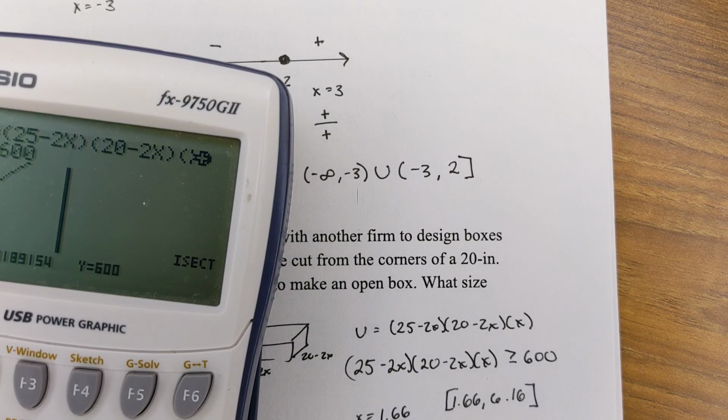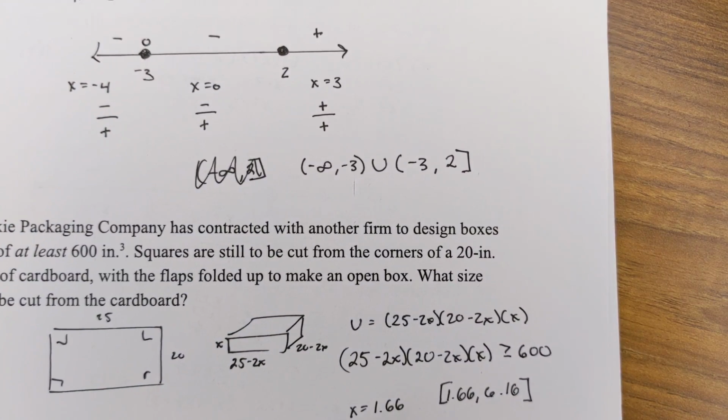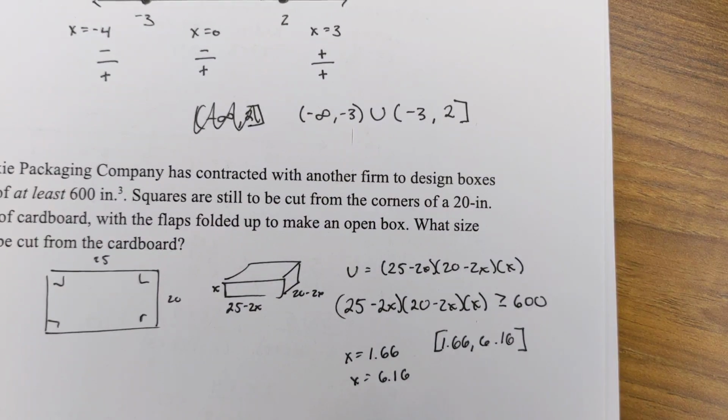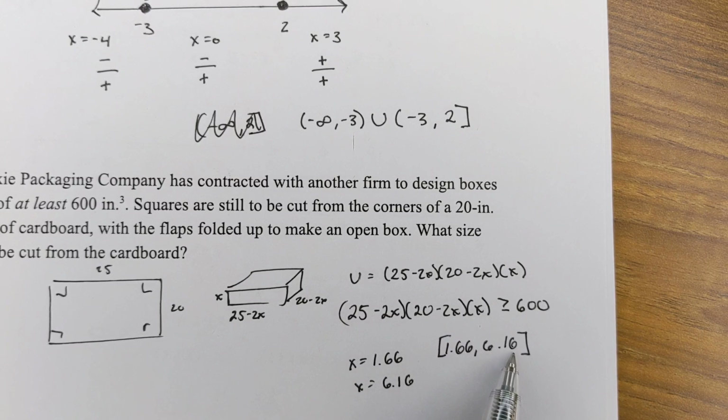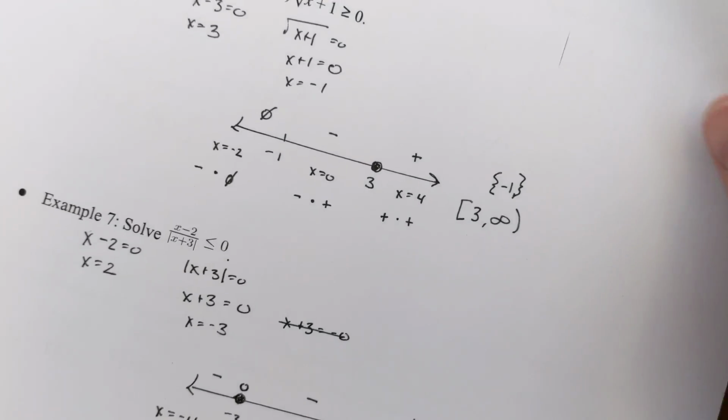Yep, just making sure. So that's the solution. I can make any cut in there and have the volume be at least 600. At the two endpoints, it's exactly 600. In between them, it's going to be more than, but the question doesn't give me a specific value. Alrighty, last example.